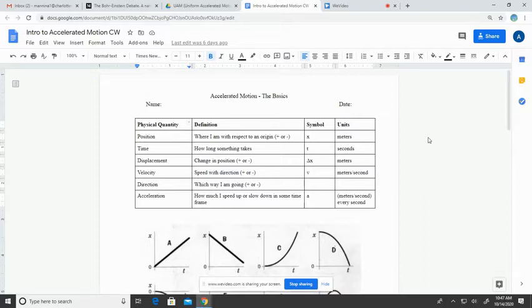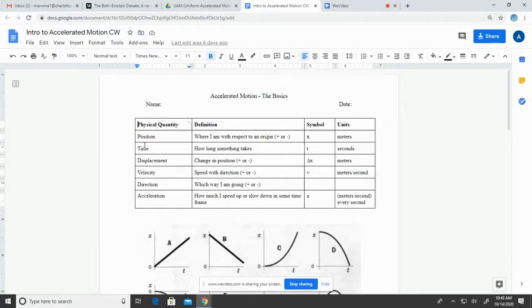And remember, we've already defined position. Honestly, I'm not going to take too much time to redefine all these things because they're already written down. But the position is basically where I am with respect to an origin. All right? Now remember, your position could be positive or negative because I could be in front of or behind the origin, depending on how we're defining it. All right? But the symbol is a little x. Units of measurement are going to be meters.